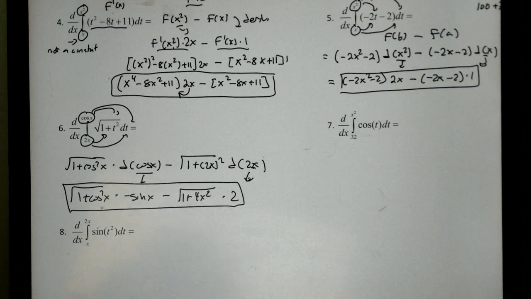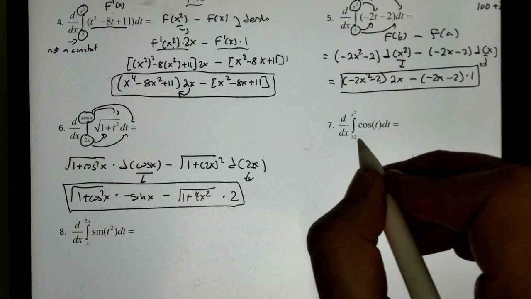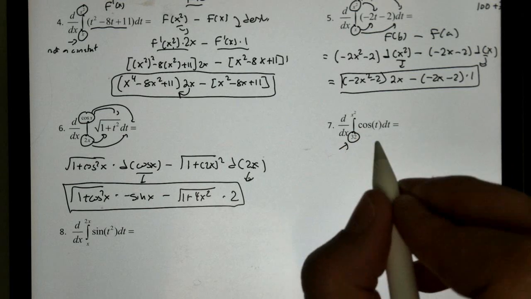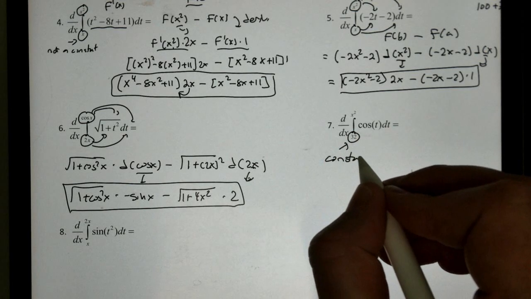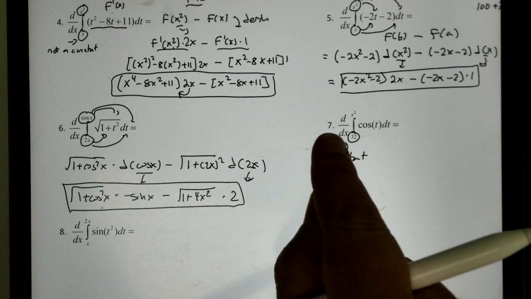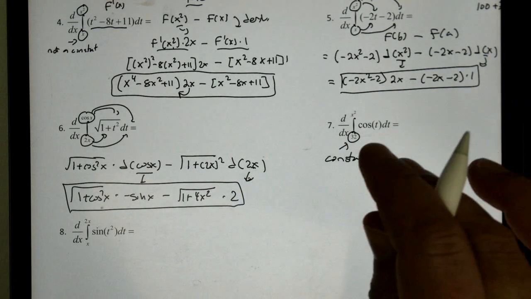And there we go. All right, so for 7, we're in luck. Notice that 32. That is a constant. So I am going to do the constant one the same way I did this one, okay? I'll show you what's going on here, okay?